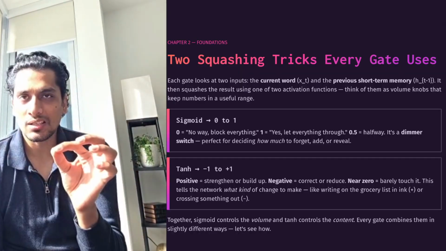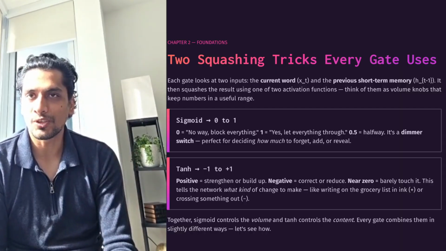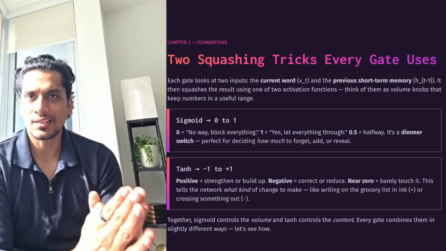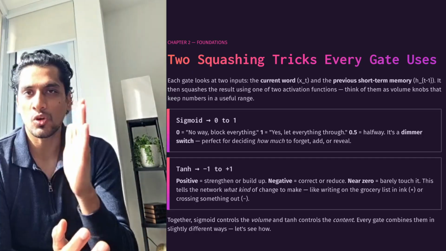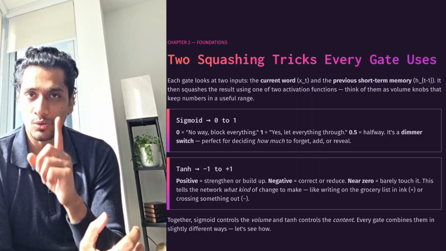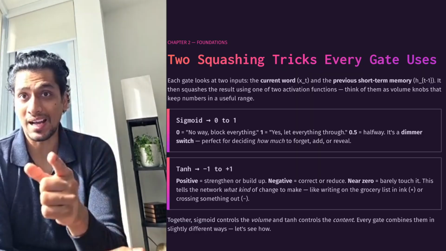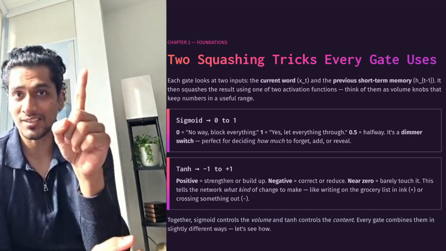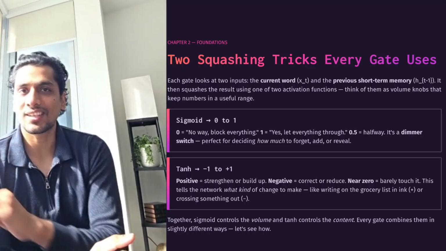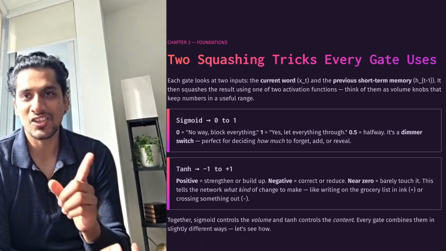Now let's make this real with a sentence we'll follow the whole way through this video. The cat sat on the mat because it was tired. Now we want the model to figure out that "it" refers to the cat, even though mat is closer, as you see in the sentence. LSTMs are great at this long distance connection, hence long short-term memory. Let's see how each gate handles this.